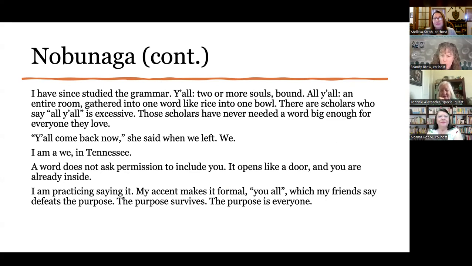Y'all. Two or more souls bound. All y'all, an entire room, gathered into one word like rice into one bowl. There are scholars who say all y'all is excessive. Those scholars have never needed a word big enough for everyone they love. "Y'all come back now," she said when we left. We. I am a we in Tennessee. A word does not ask permission to include you. It opens like a door, and you are already inside.